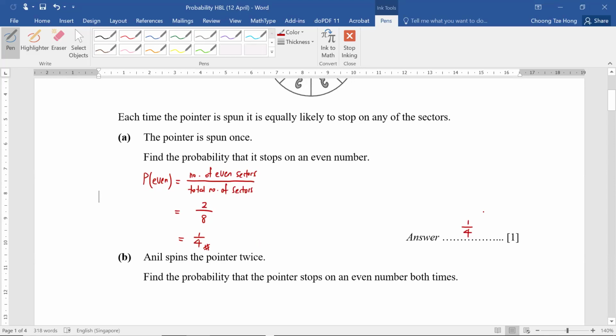So let's read part B. Anil spins the pointer twice. Now this person Anil is going to spin the pointer 2 times. Find the probability that the pointer stops on an even number both times.